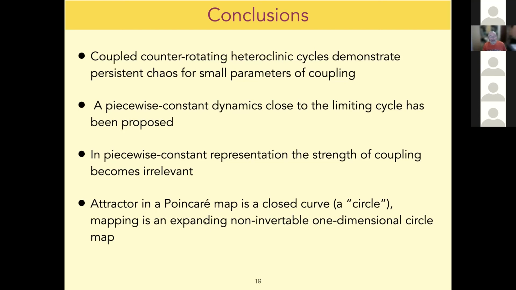And here, at least in one regime, the attractor appears as a closed curve with a non-invertible expanding map on it. So thank you for your attention.